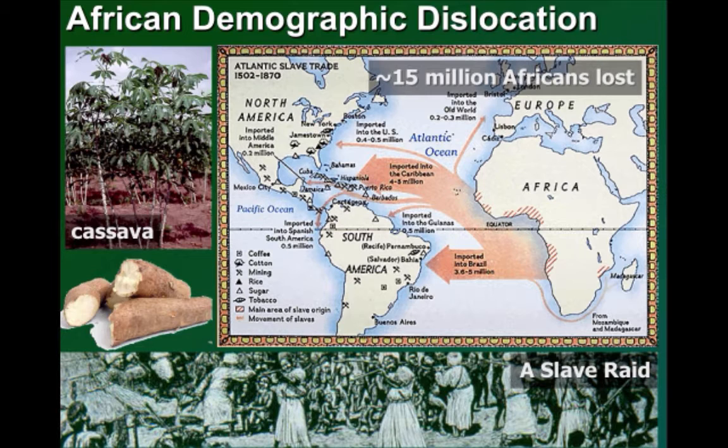Polygamy, in which one man would be married to many wives, became commonplace since mostly men were lost through slavery. Some Western and Central African villages became predominantly female, so polygamy expanded.